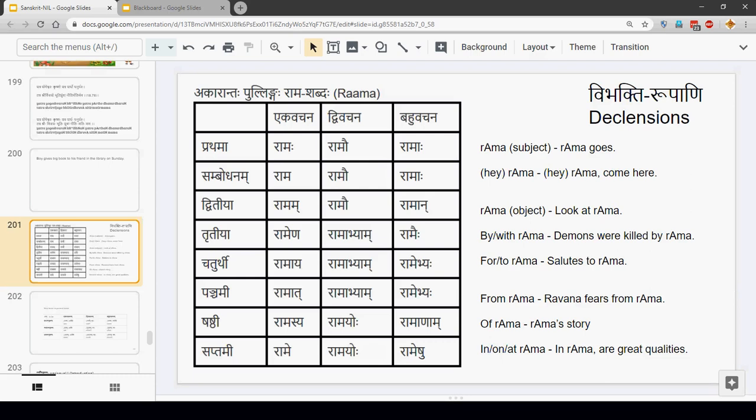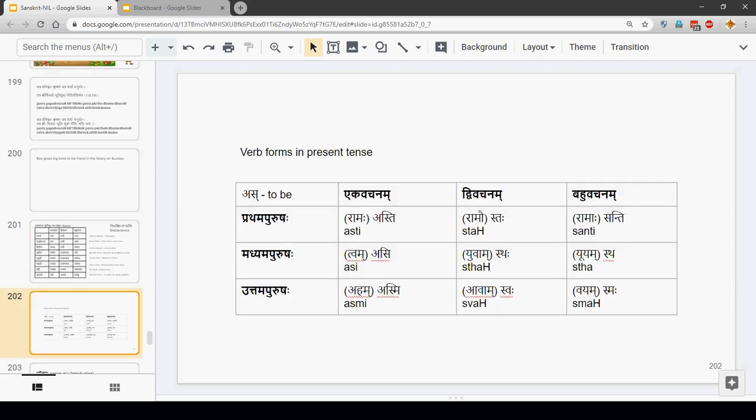You just see what form this noun is first, the subject basically, and look at the table of that verb, and they have to match. The number of the subject and the number of the verb has to match. Ekavachana, ekavachana, dvivachana, dvivachana. Okay. That was one thing.